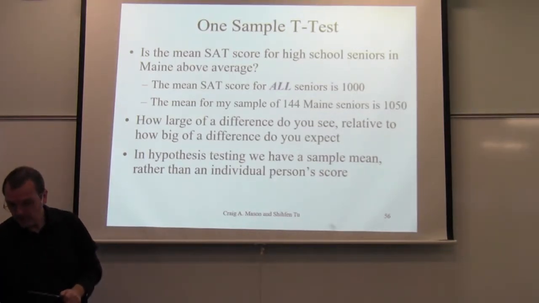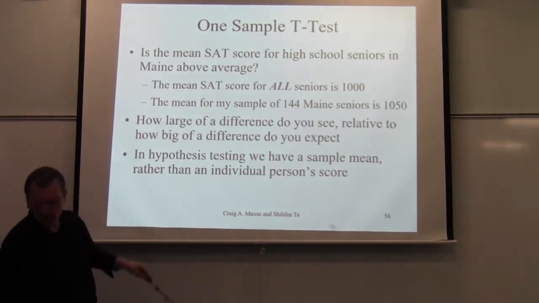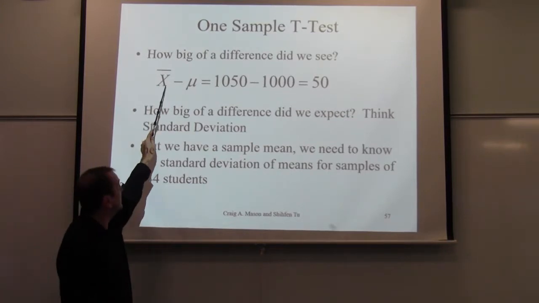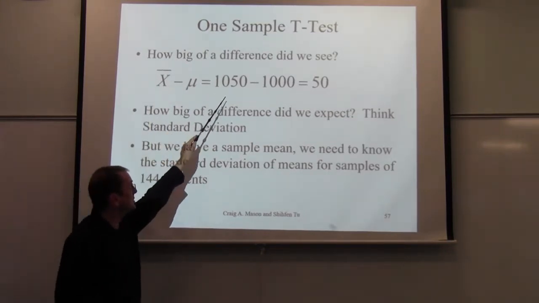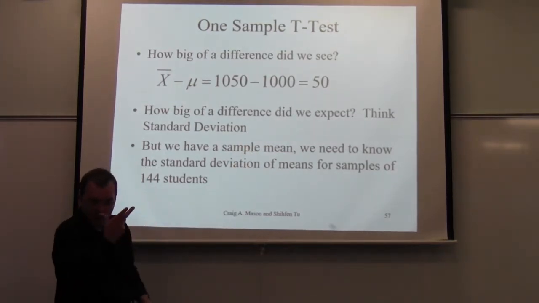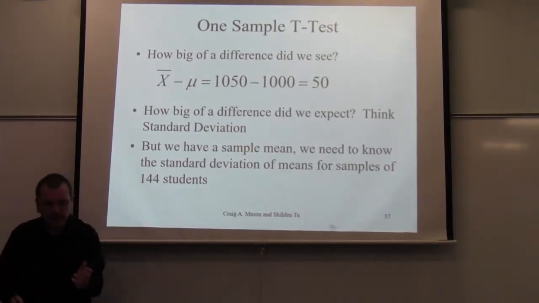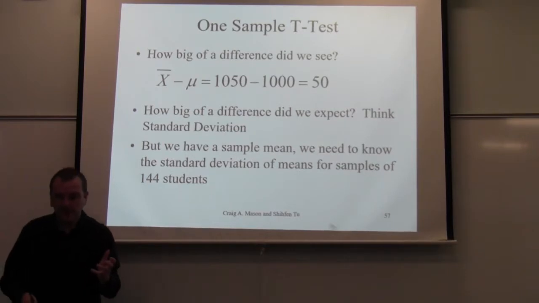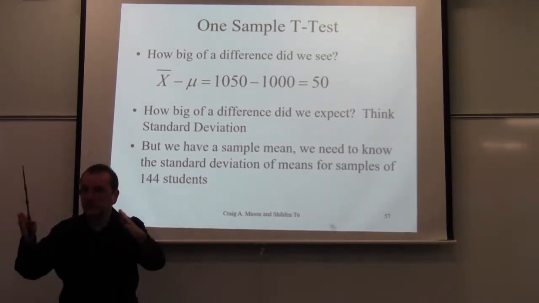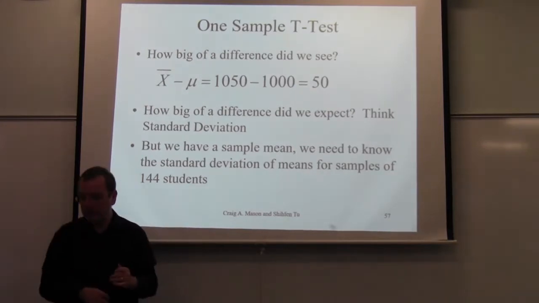So let's go. We talked a lot about this. How big of a difference did I see? X bar minus mu is just 1050 minus 1,000, which gives me 50. That's how big a difference I saw. How big of a difference did I expect? So now we're back to the standard error of the mean. What's the standard deviation of those means?